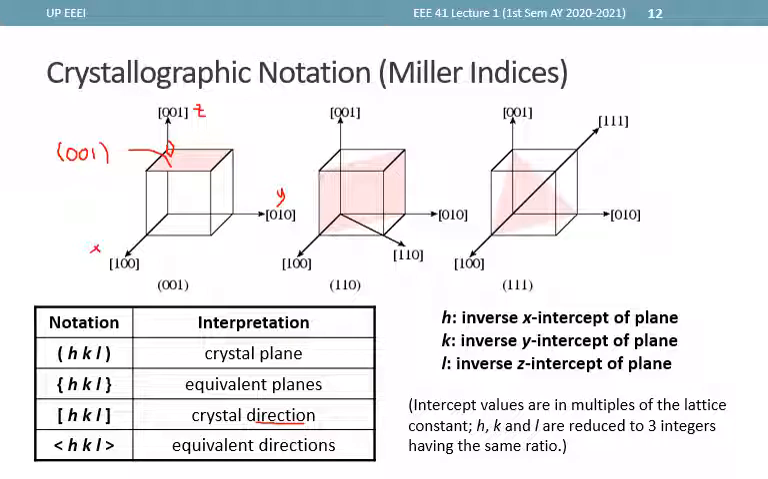We also have equivalent planes and equivalent directions since crystals have repeating patterns. So this 001 plane here is also equivalent to this plane at the bottom. And this direction 001 here is also the same as the direction 001 here.